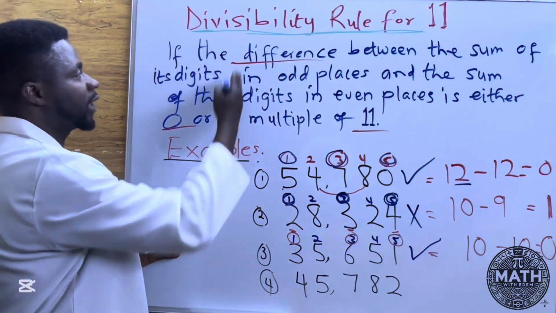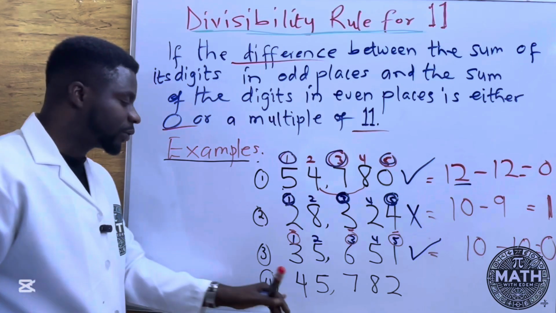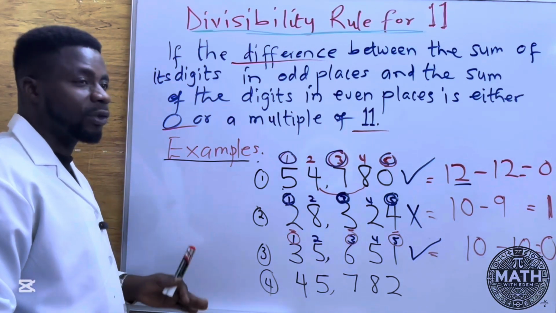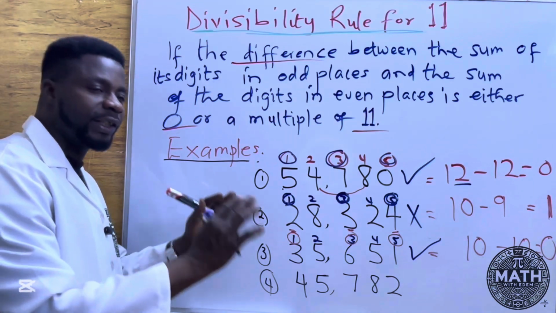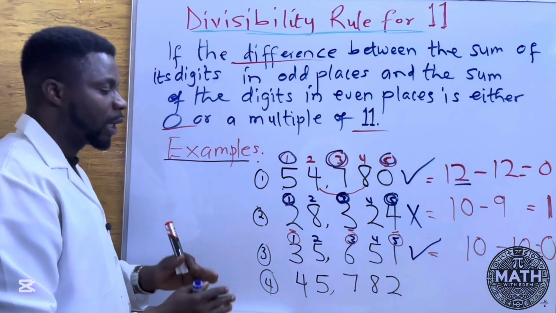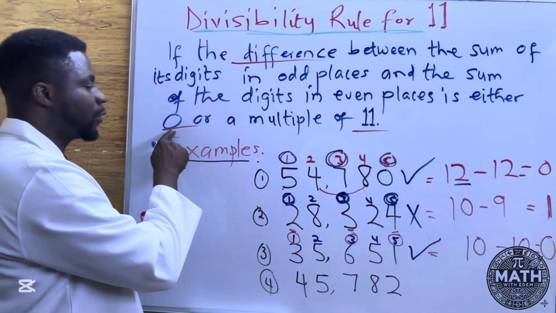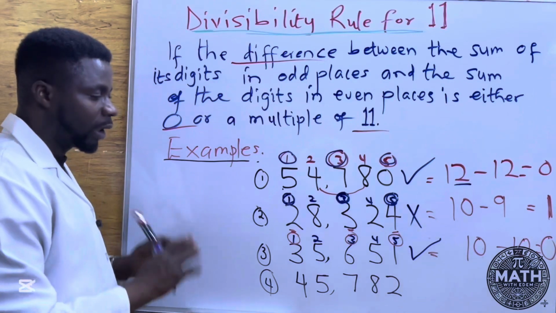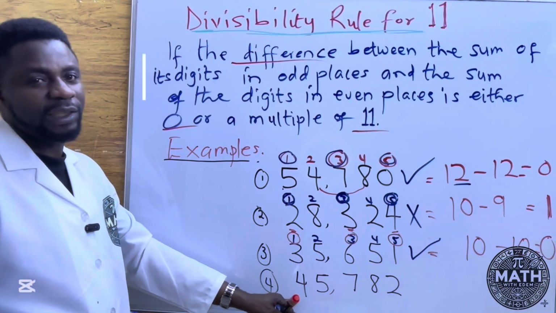Alright guys, if you understand the rule, I want you to try question number 4 for me. Don't forget that you're subtracting the sum of the digits in the odd places and the sum of the digits in the even places. And then if the answer is 0 or 11, that means the number is divisible by 11. So I want you to try this for me on your own.